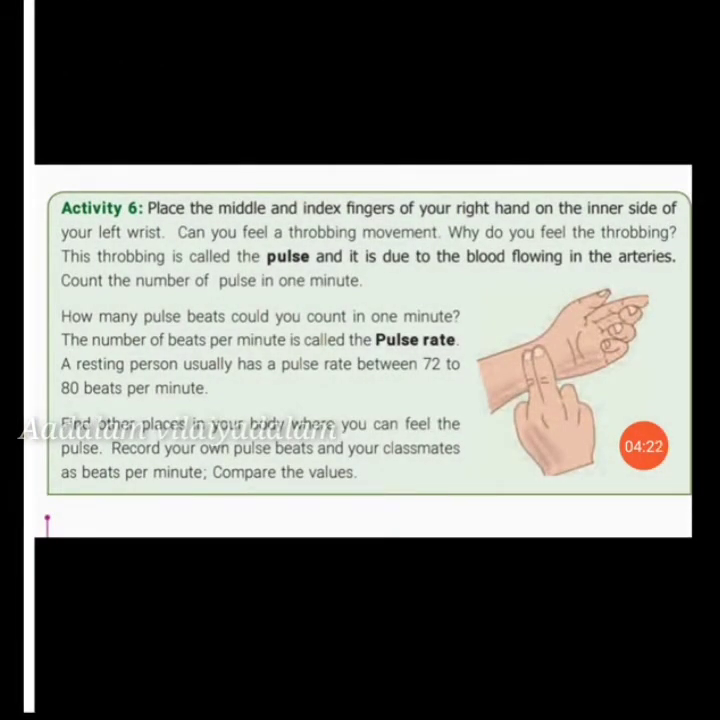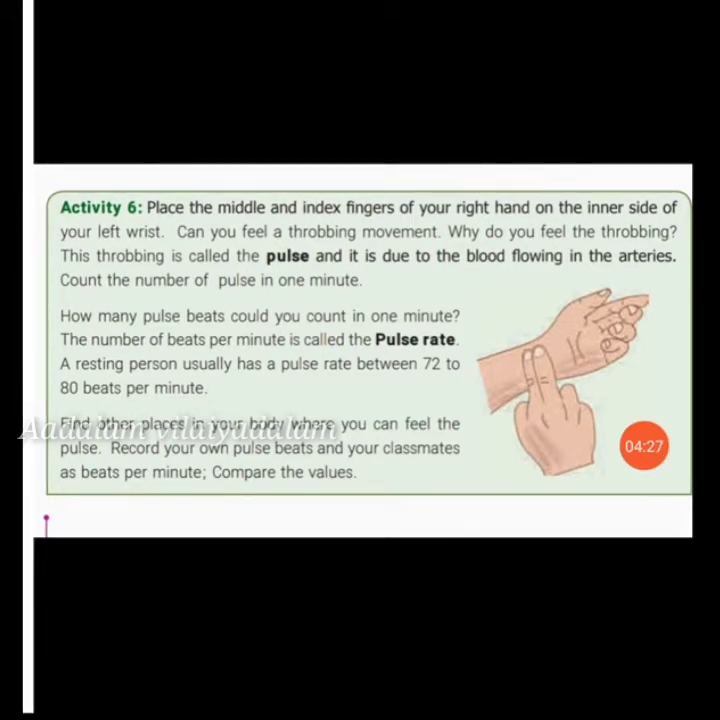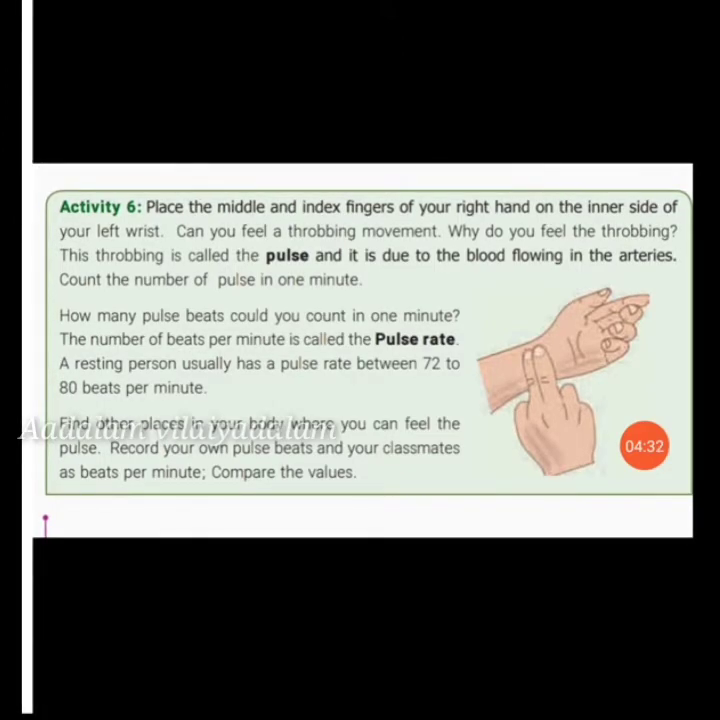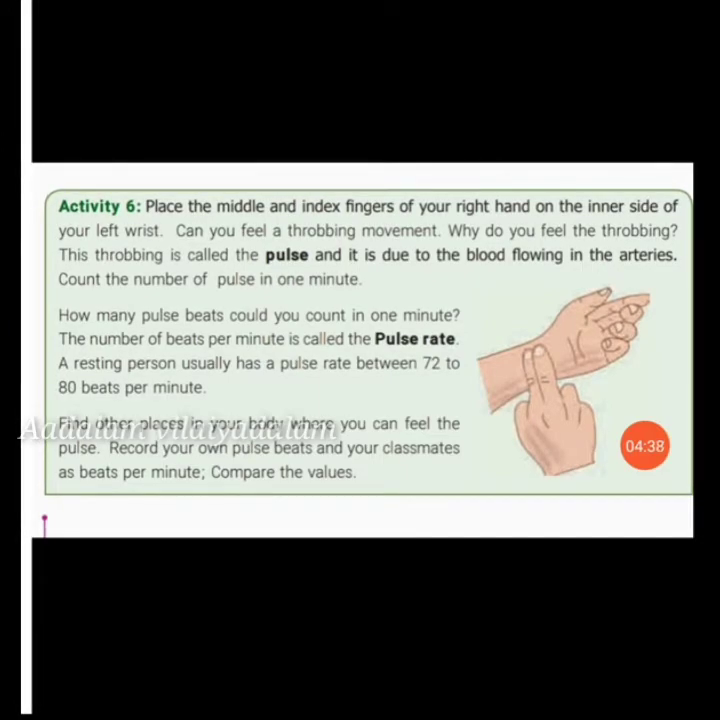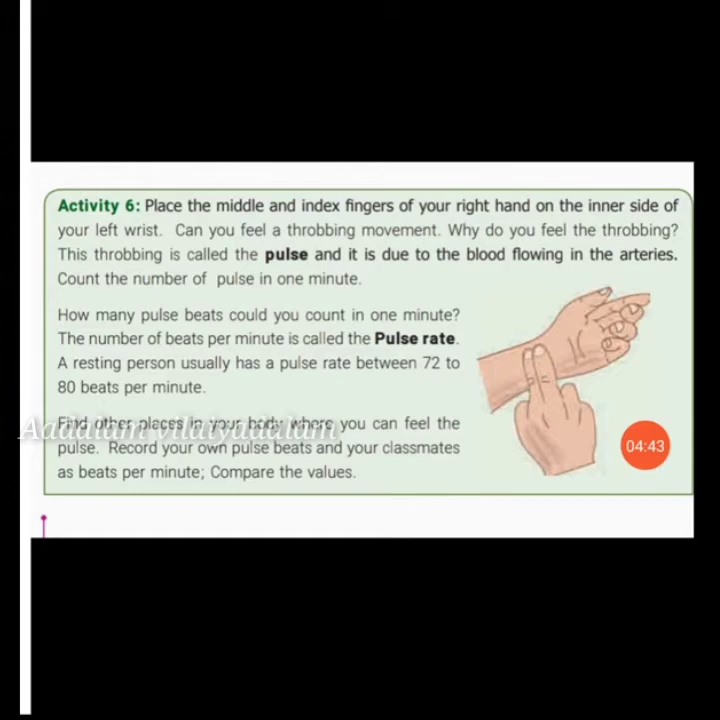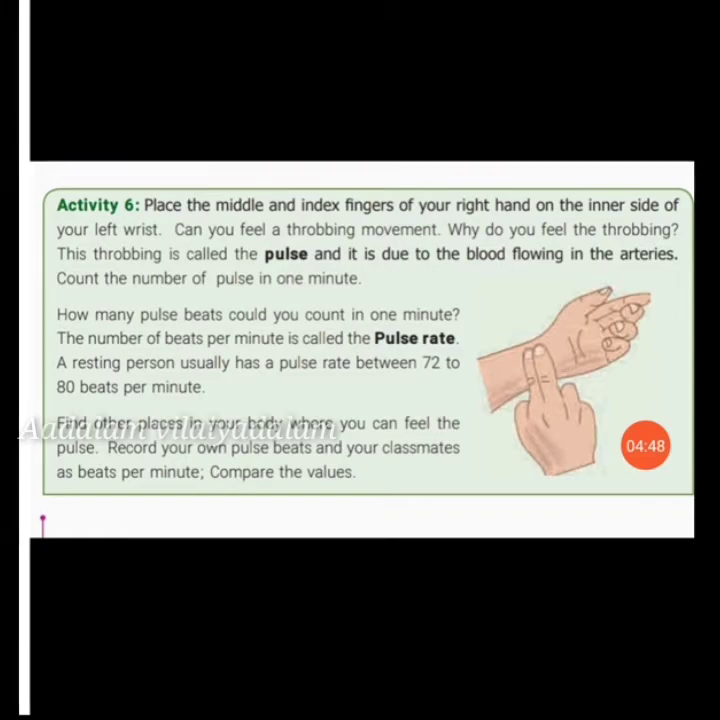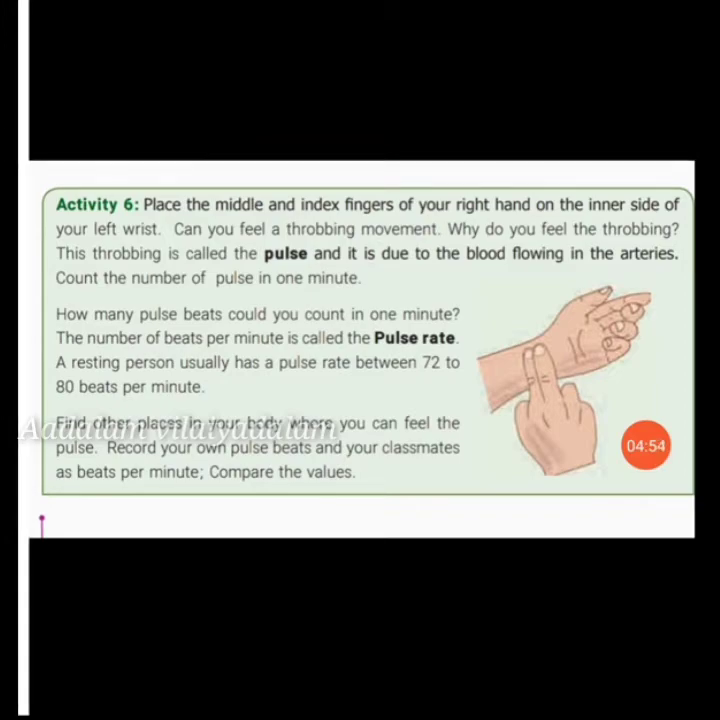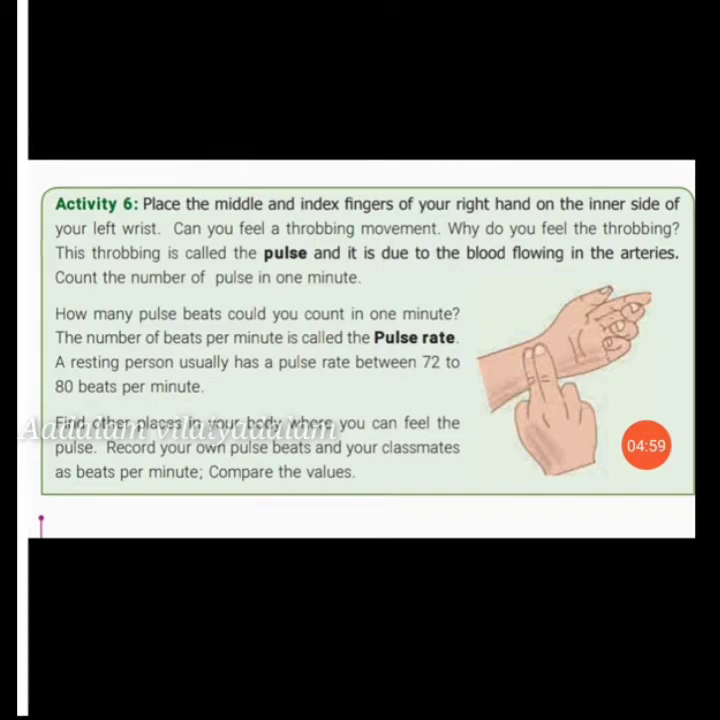Do one activity. Place the middle and index finger of your right hand on the inner side of your left breast. Do you feel something? Yes, you can feel the throbbing. The throbbing movement is called pulse. How many pulse beats can you count in 1 minute? The number of beats per minute is called pulse rate. A resting person usually has a pulse rate between 72 to 80 beats per minute.